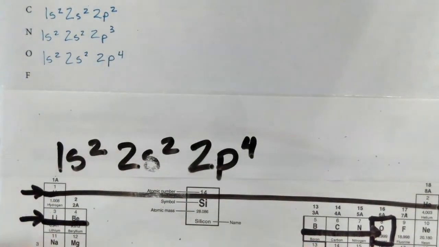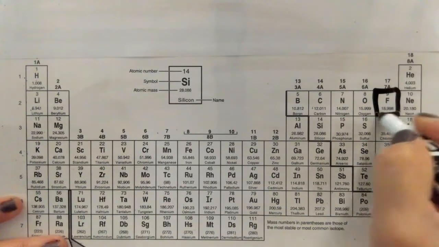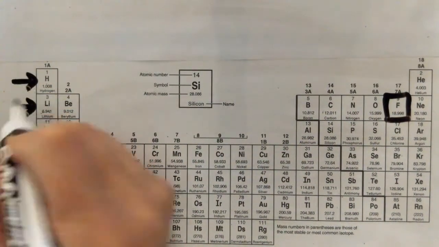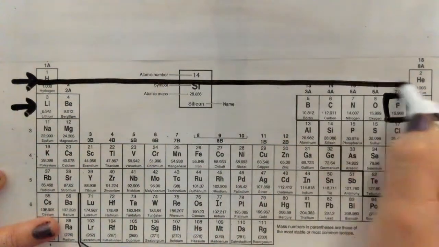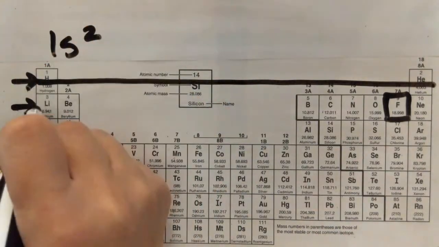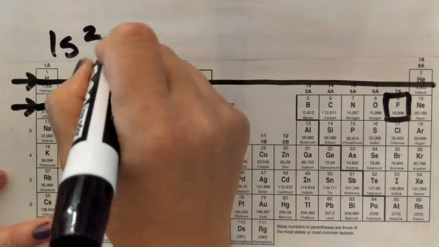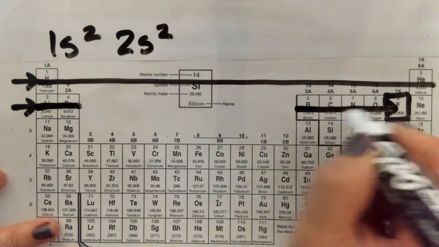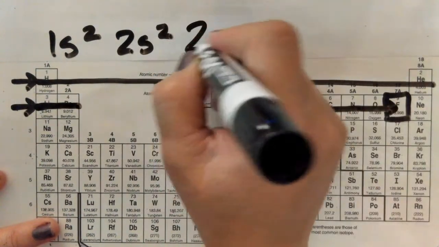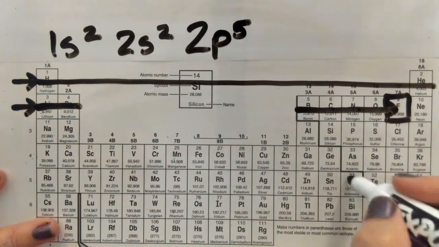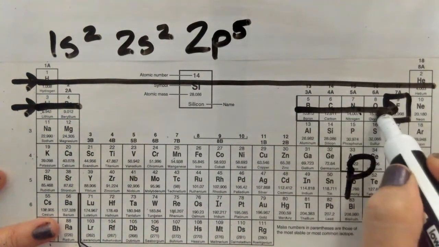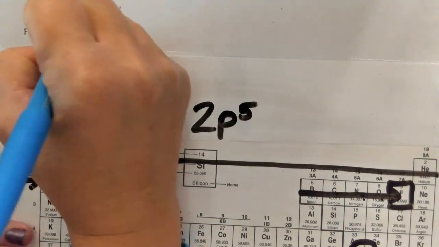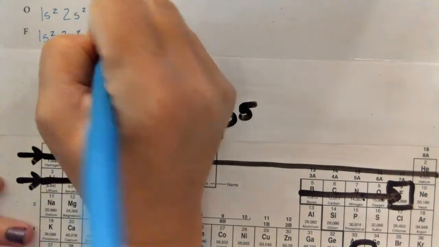Okay, next we'll do fluorine. Here is fluorine. So we're going to go through row 1 first, and then we'll go across row number 2. Row number 1 is 1s2, and then 2s2, and then 2p, 1, 2, 3, 4, 5, 2p5. Row 2, P block, fifth column in. So fluorine is 1s2, 2s2, 2p5.